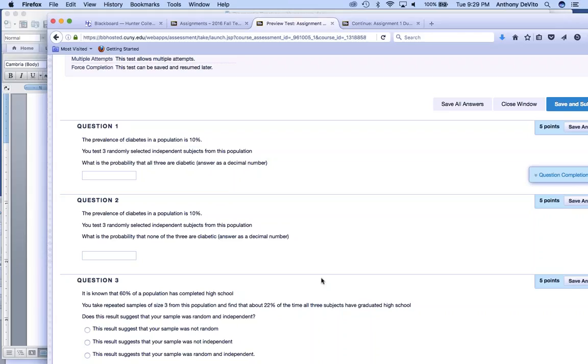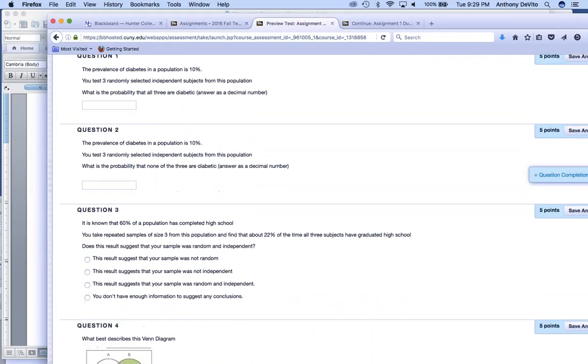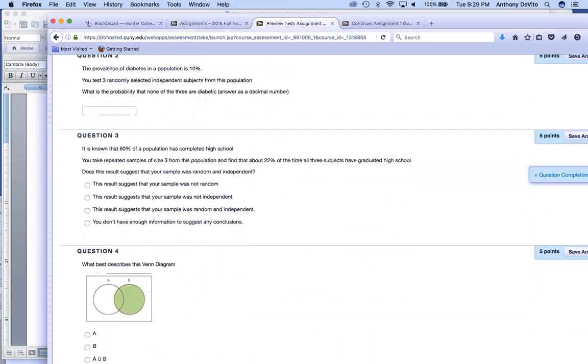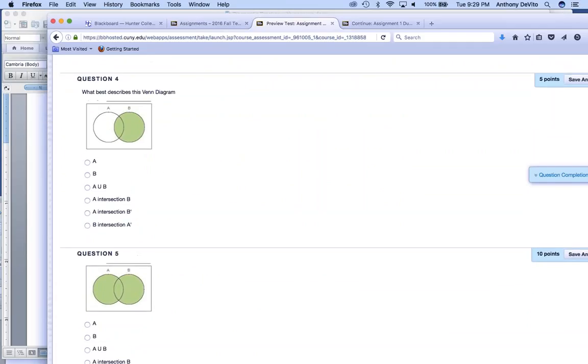For instance, if the prevalence of HIV in a population is 7%, what's the probability that if you randomly select 4 people from that population they'll all have HIV, or none of them will have HIV? Of course, that would be 0.07 times 0.07 times 0.07 times 0.07, or the converse would be 0.93 times 0.93 times 0.93, and so on. So you might see a question like that, and you've already seen some of that.